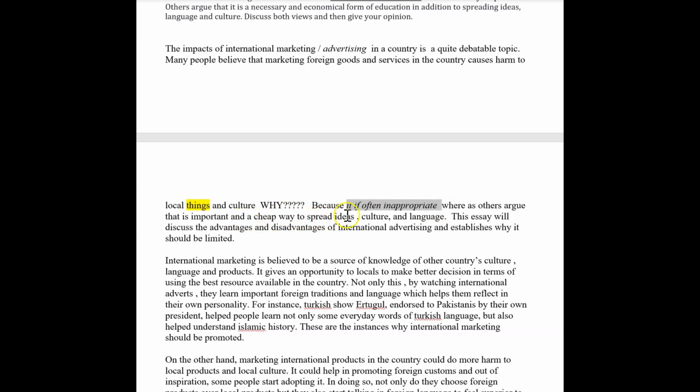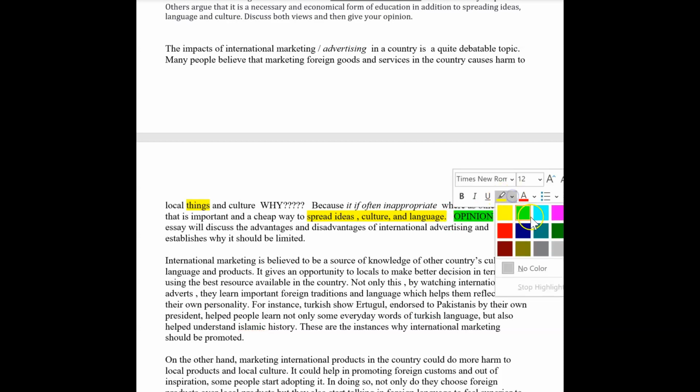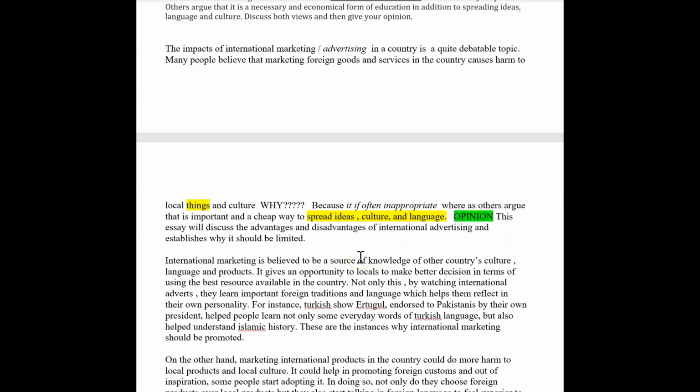Others argue it's an important and cheap way to spread. Yeah, so paraphrase this. To enable people to understand each other better. You can go away from those actual words. It's an opinion essay, so I want your opinion in here. And then I want your opinion again at the end of the essay. So opinion in here, it's an opinion essay, okay? This is to do with the structure, really important for IELTS.